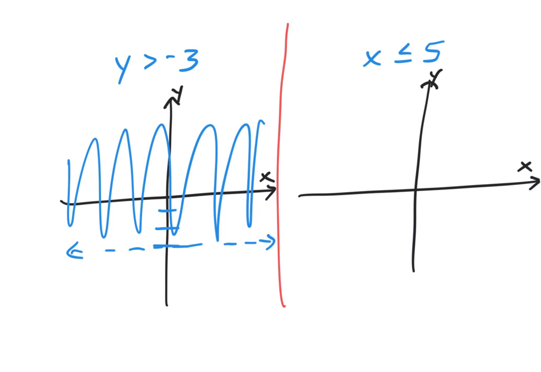So if I have only an x with no y, what kind of line is that going to make? It's going to be vertical. It's going to have an undefined slope. So we're going to go over 5. This time it's going to be a solid line because it's equal to.